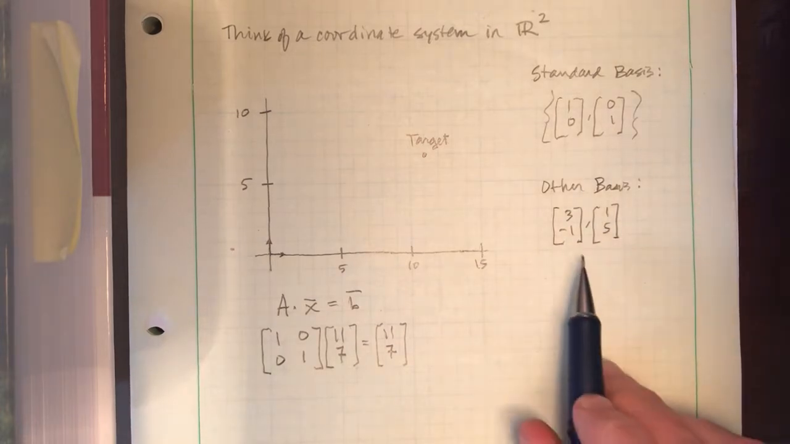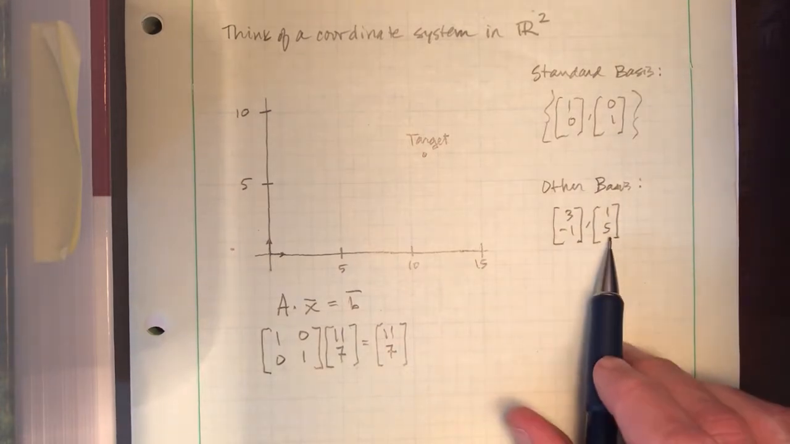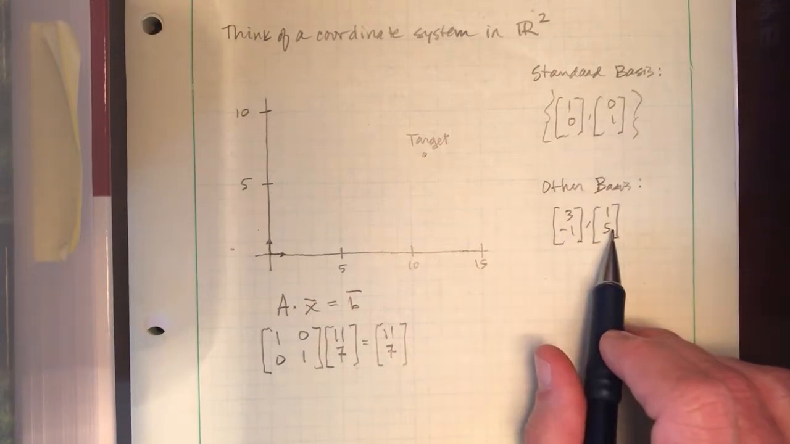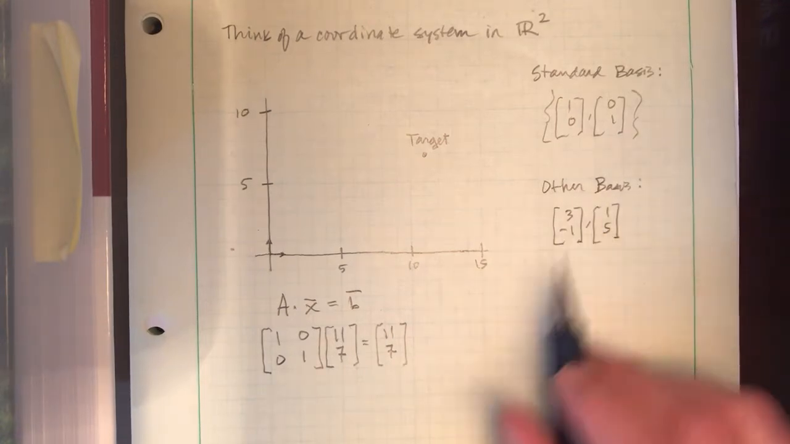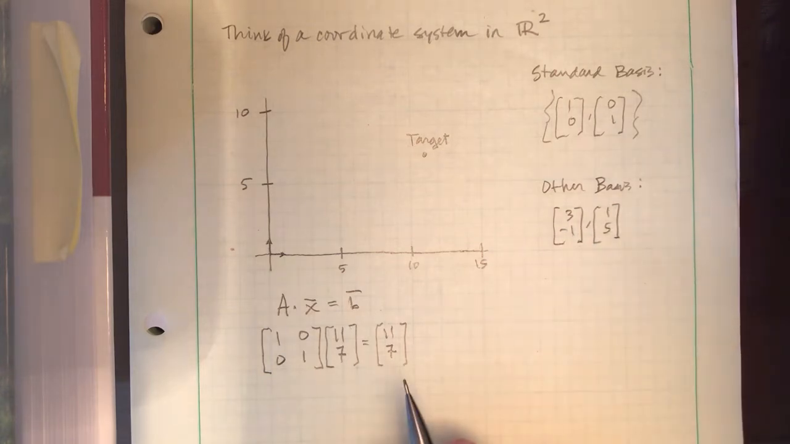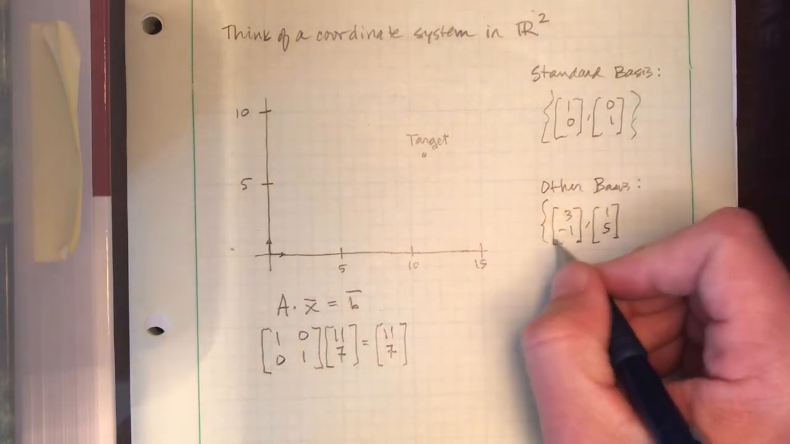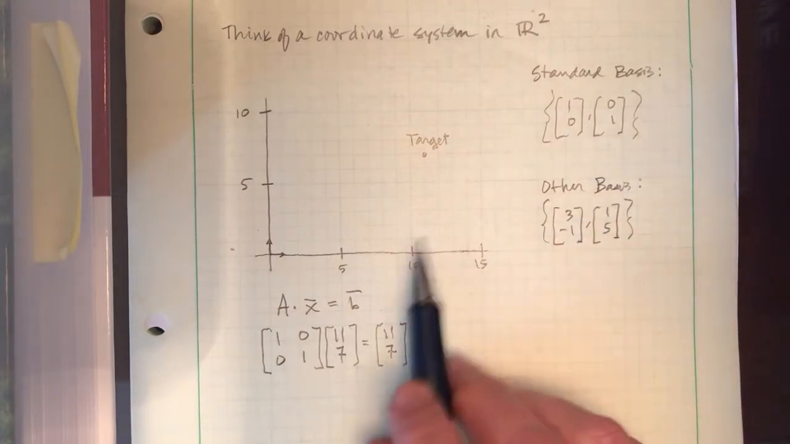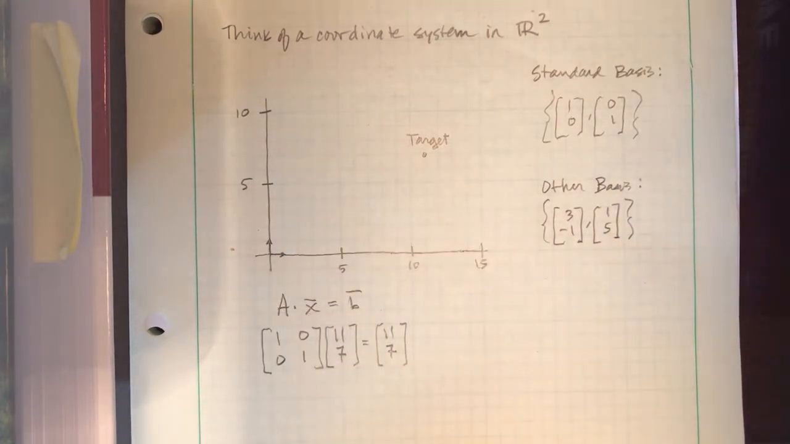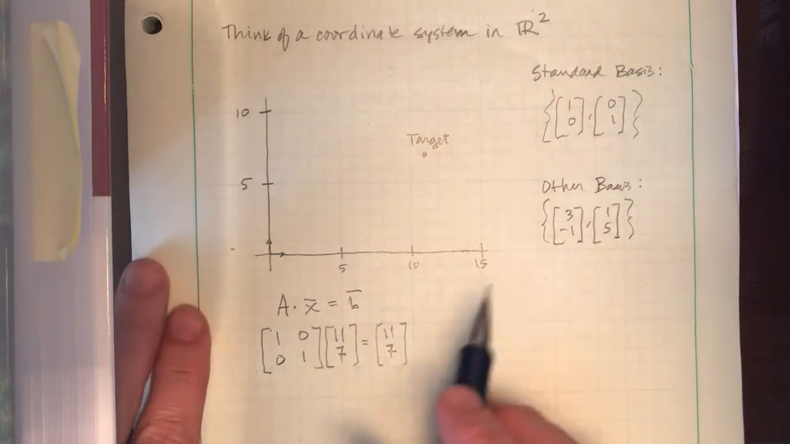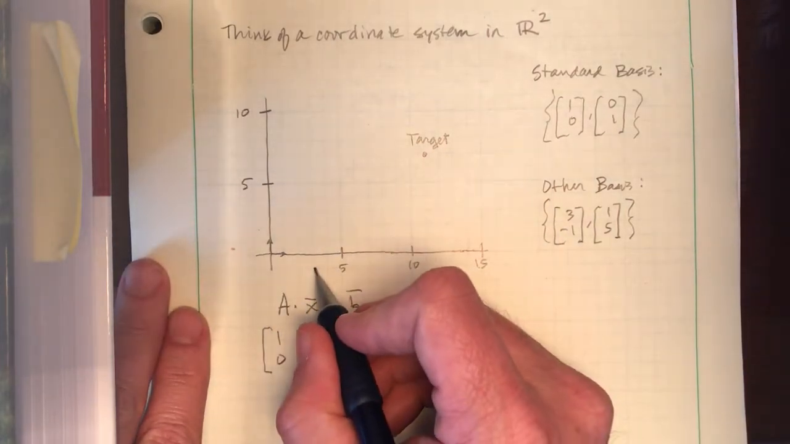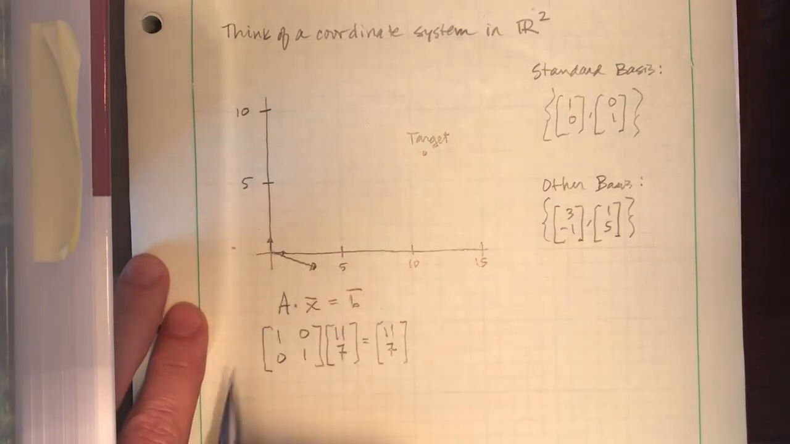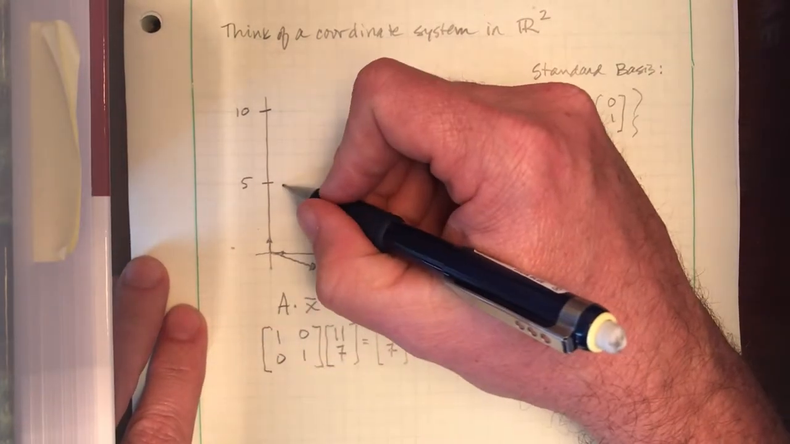So let's first verify. How do I know this could be a basis for R2? Well, I need two vectors for sure, and all I need to do is verify that one is not a scalar multiple of the other, and that's clearly not happening here. So what this means is using these two vectors, I can also get to anywhere I want in R2. Let's picture that. (3, -1) and (1, 5).